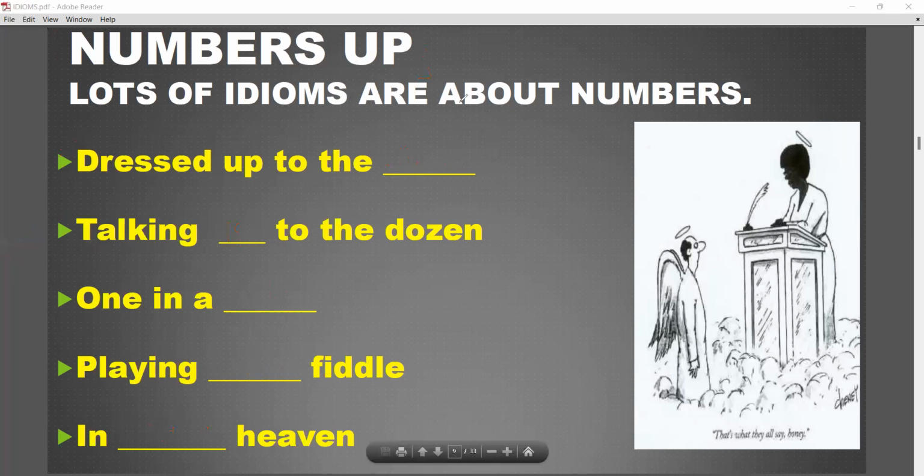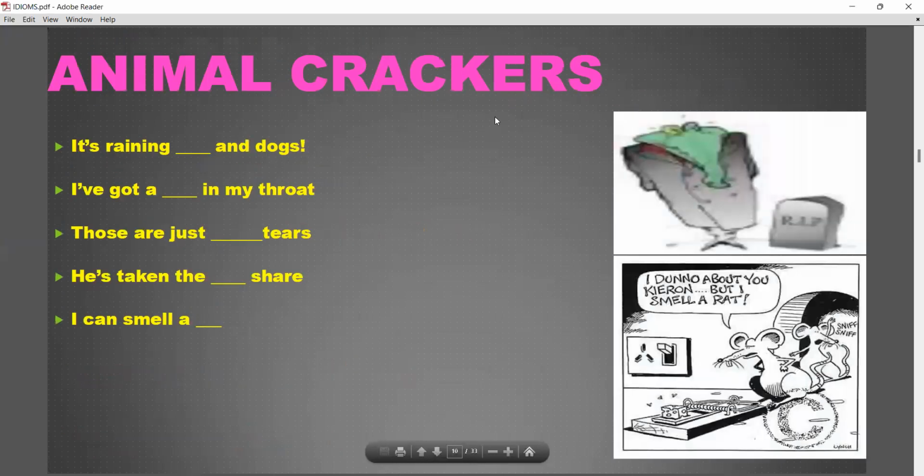So let's see some more idioms and learn them before our exams. Now the idioms based on animals. It's raining cats and dogs, so raining very heavily. Next, I've got a dash in my throat. Any idea? I've got a frog in my throat.